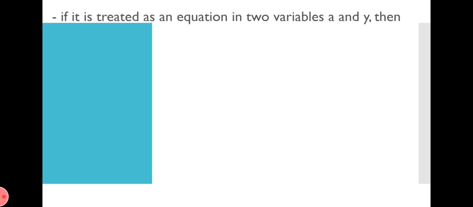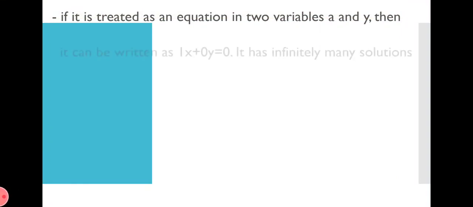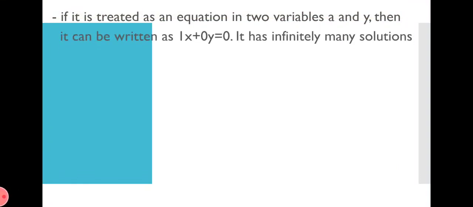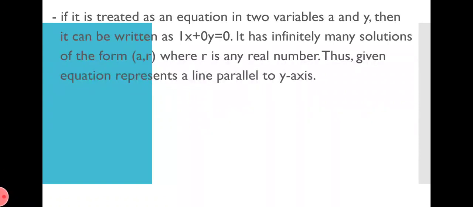But if it is treated as an equation in two variables x and y, then it can be written as 1x plus 0y equal to a. It has infinitely many solutions of the form (a, r), where r is any real number. Thus, the given equation represents a line parallel to the y-axis.